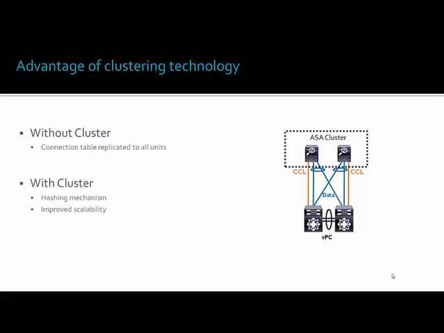In order to overcome scalability issues, Cisco introduced cluster technology that is using hashing mechanism, and each unit stores only the part of connection table. I will explain how does it work in the next slides.